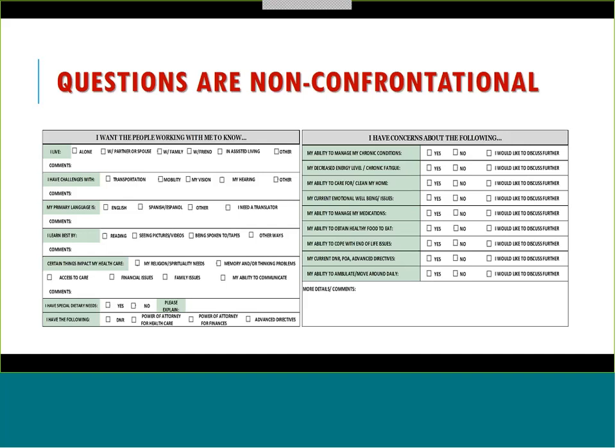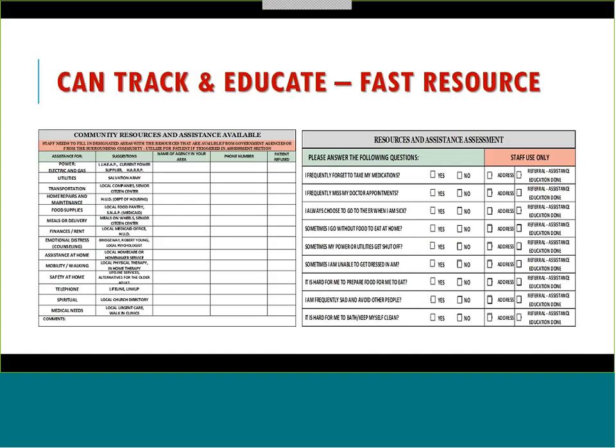They're having trouble getting dressed every day. And if they do mark that, I would like to discuss further, that definitely identifies that you need to enact a goal and intervention for that.